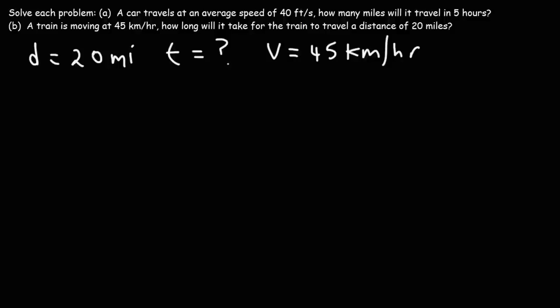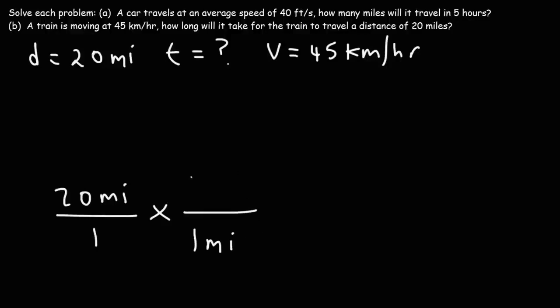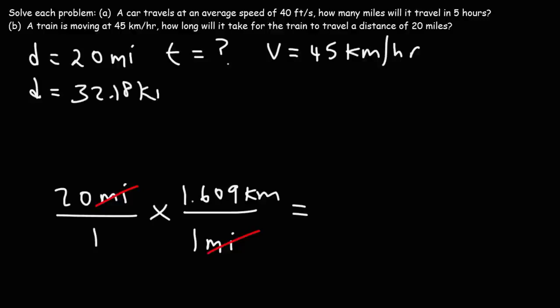Now, we can change the speed from kilometers per hour to miles per hour, or we could change the distance from miles to kilometers. We can do it both ways, but the key is that these two need to match. So this time, let's change the distance. The conversion between miles and kilometers is this. 1 mile is 1.609 kilometers. You can look this up online as well. So it's 20 times 1.609, and that gives us a distance of 32.18 kilometers.